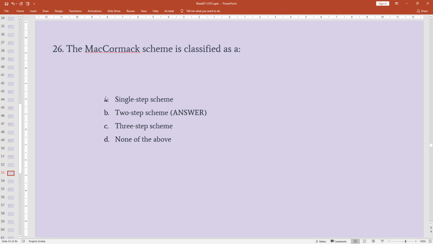Next question is, the McCormack scheme is classified as. So what type of scheme is a McCormack scheme? Option A, is it a single step scheme? Option B, is it a two-step scheme? Option C, is it a three-step scheme? Option D, none of the above. So the answer is given here itself. The McCormack scheme is a two-step scheme. So why is it called a two-step scheme?